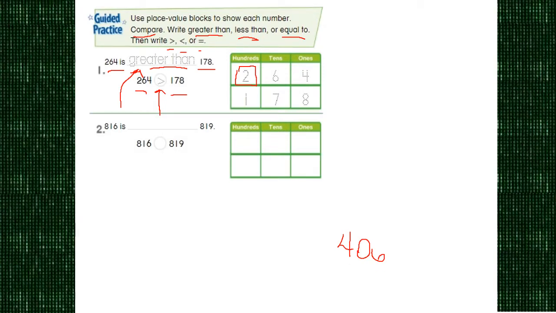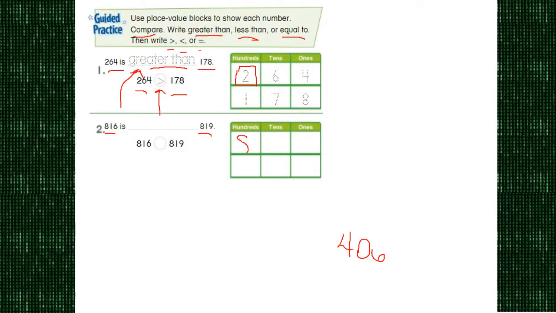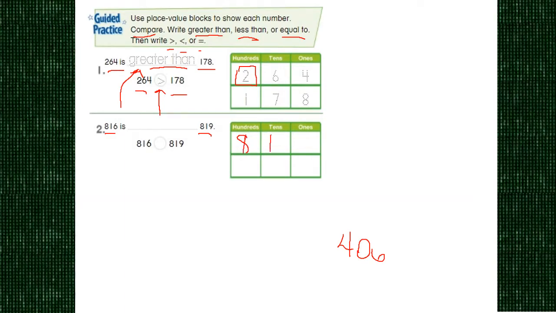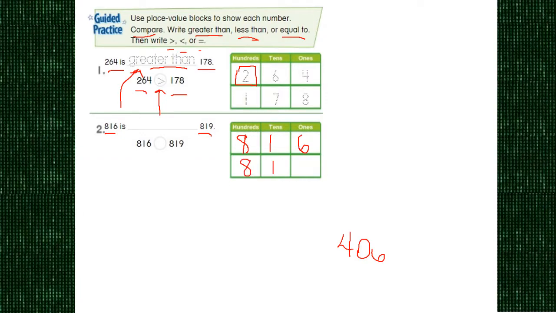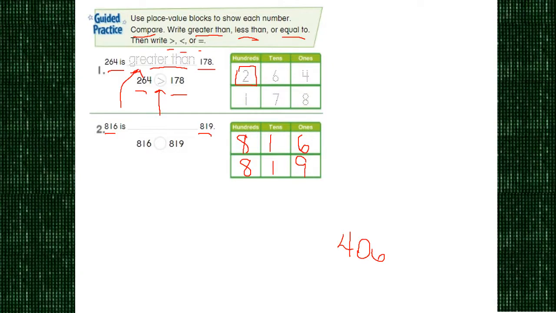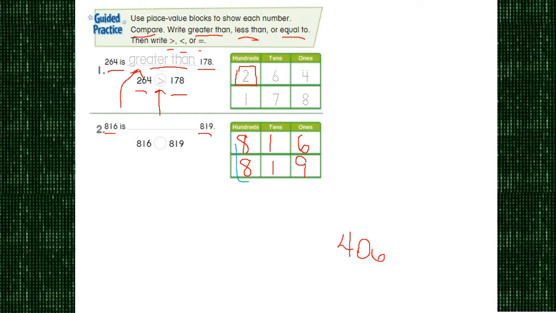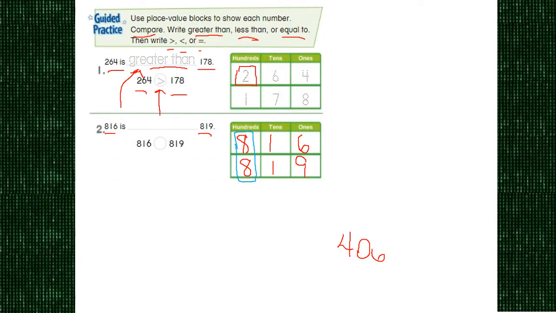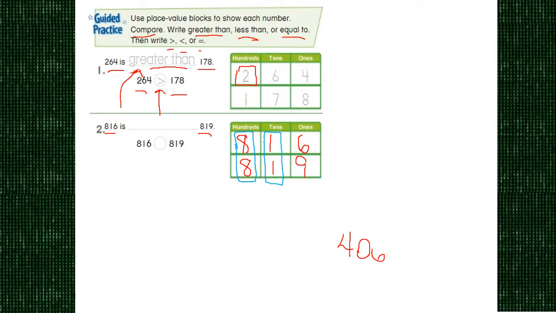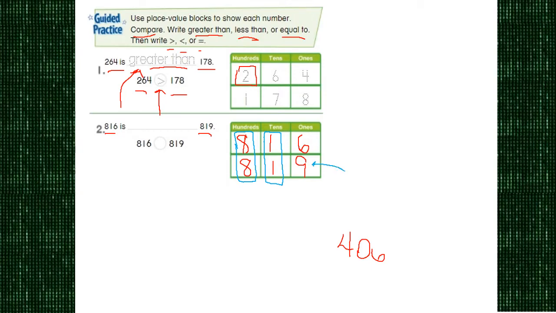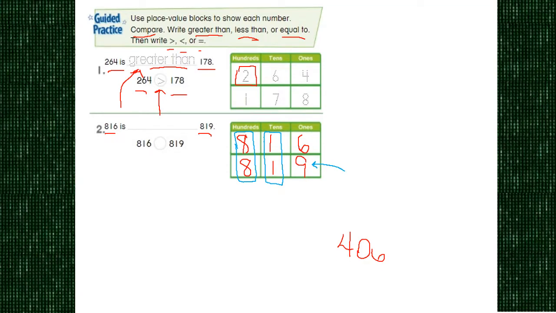Now let's look at number 2. 816, 819. Okay, well, I'm going to write 816 here. And I'm going to write 819 underneath. And if we look at these numbers carefully, we can see that they're the same in the hundreds place, and they're the same in the tens place. However, if we look at the ones place, we will see that 9 is bigger than 6. So the bottom number is bigger.